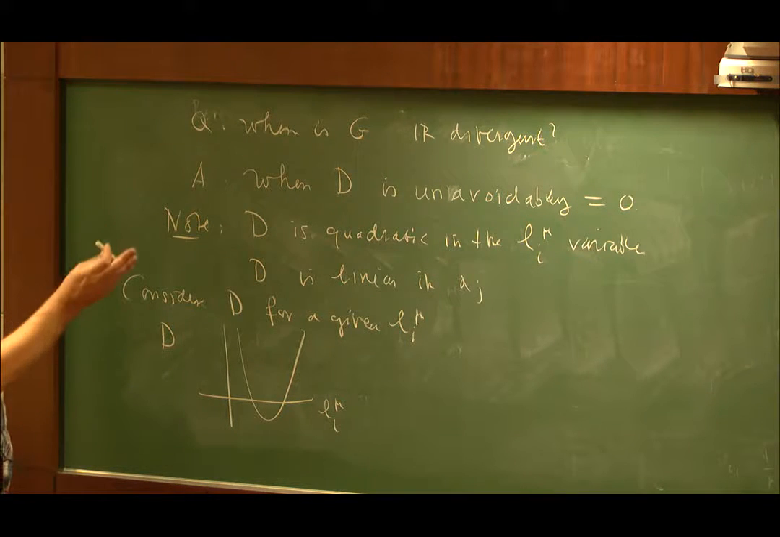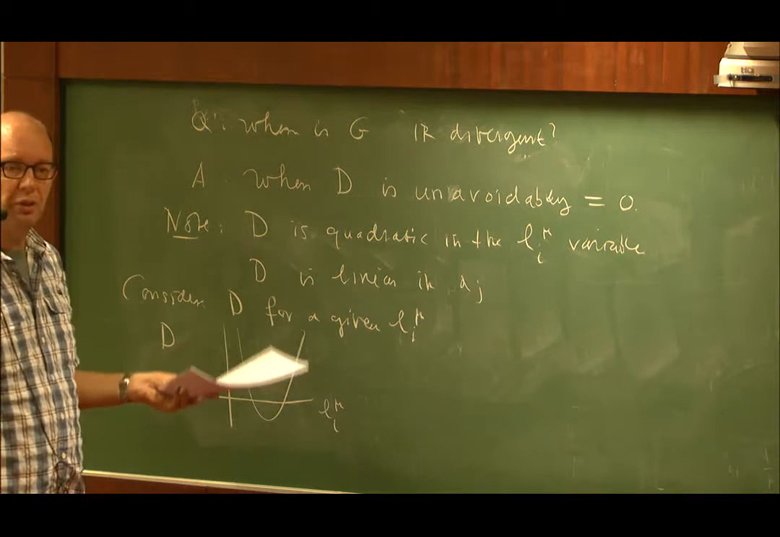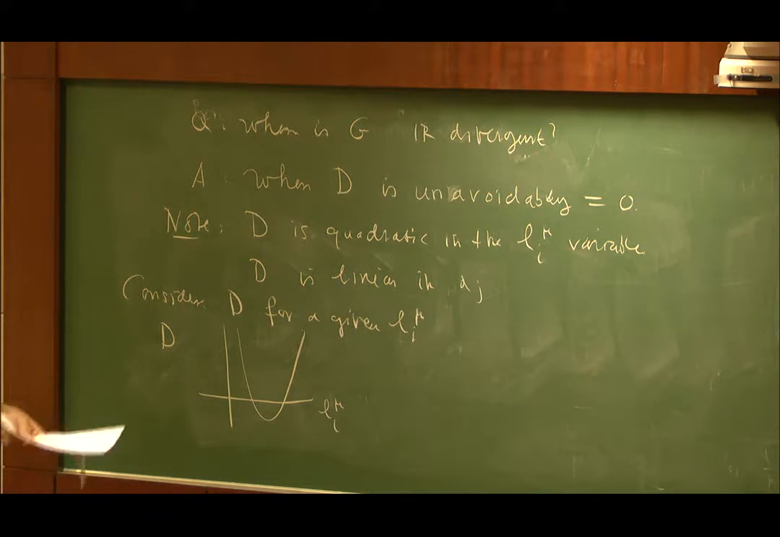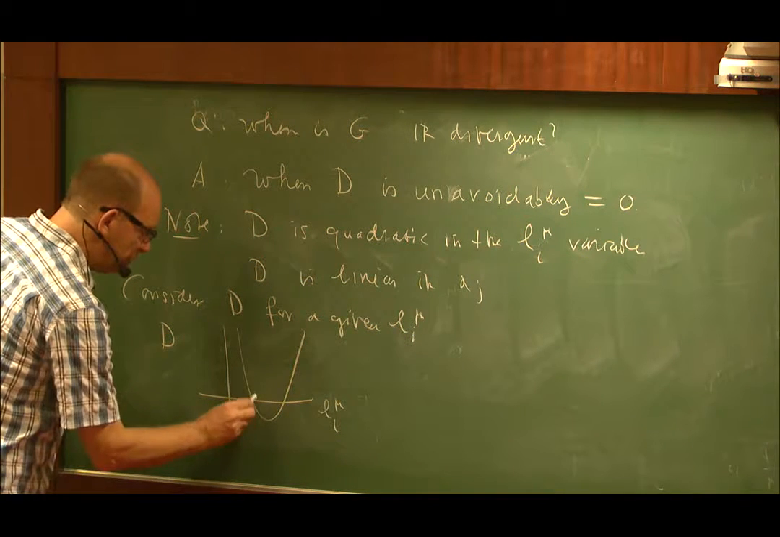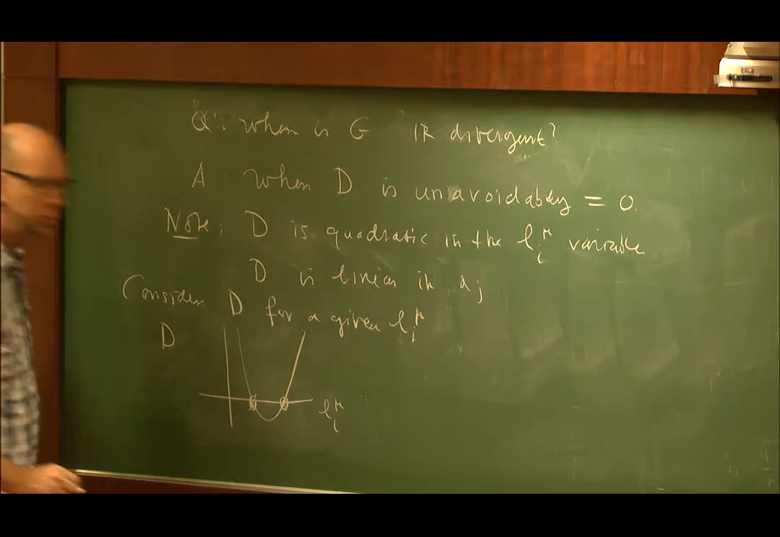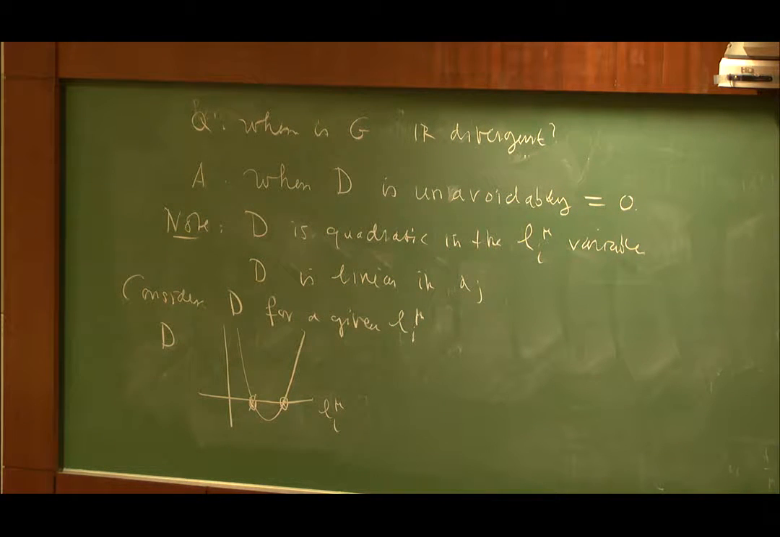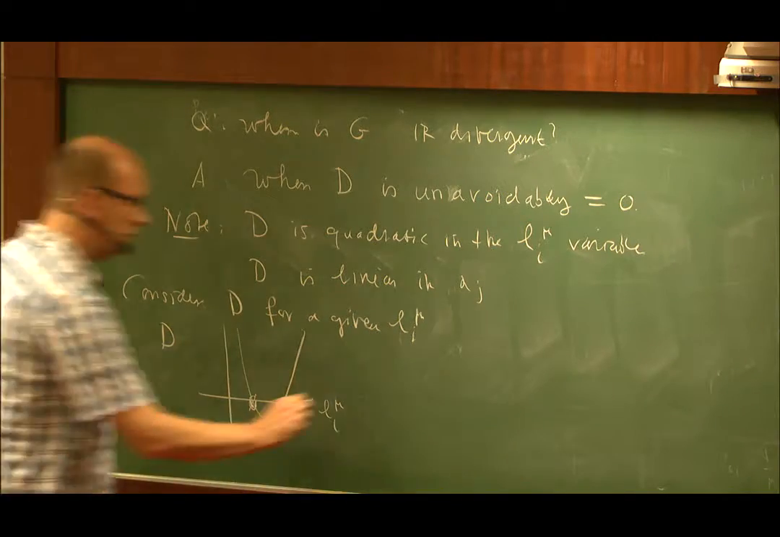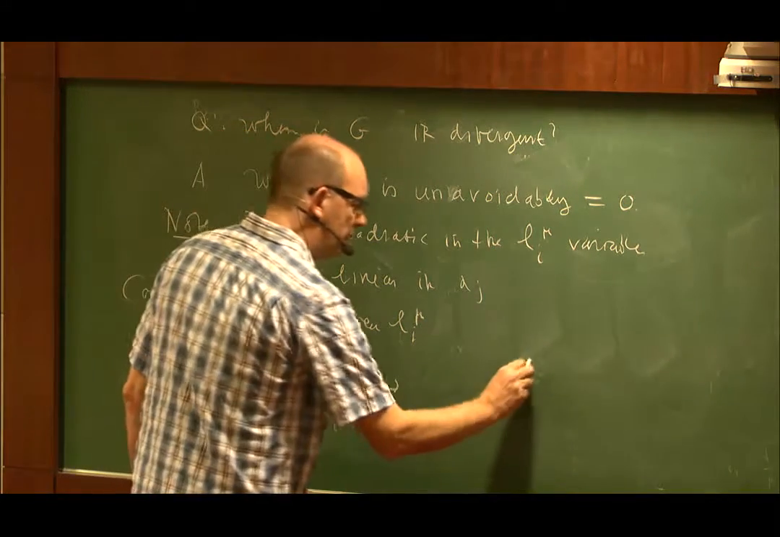If there is no infrared divergence at all, then D can never be zero, and then I won't have that situation. But assume that there will be infrared divergences, and that we can start classifying them. So here we have two values of the loop momentum where D is zero. Right, now what does that look like in the integration plane for Li mu?